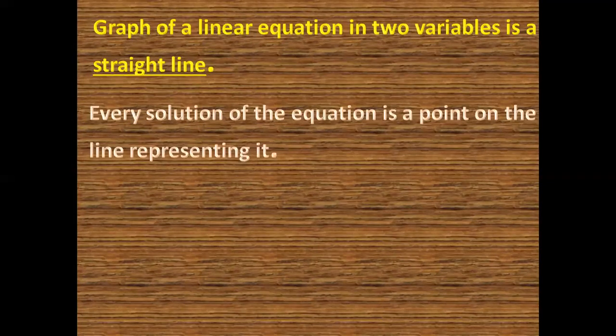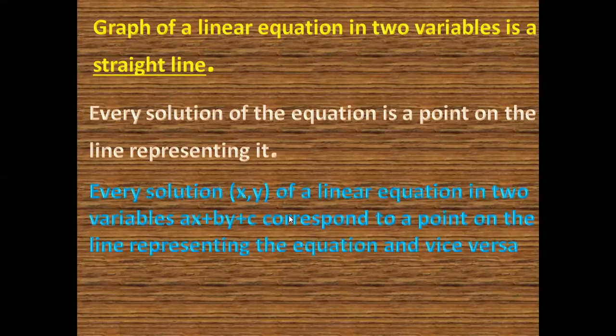Every solution of the equation is a point on the line representing it. If it is a solution of the equation, then it is a point on the line representing it. So every solution (x, y) of a linear equation in two variables, ax plus by plus c is equal to 0, corresponds to a point on the line representing the equation and vice versa.